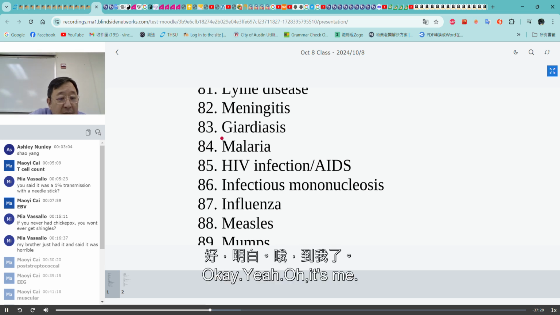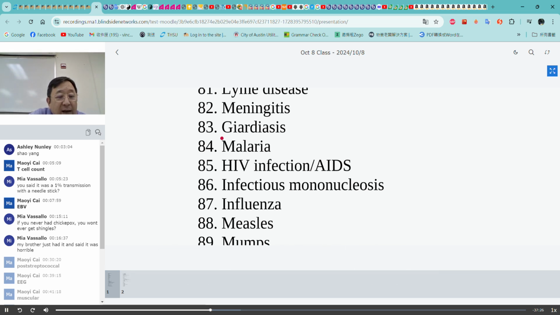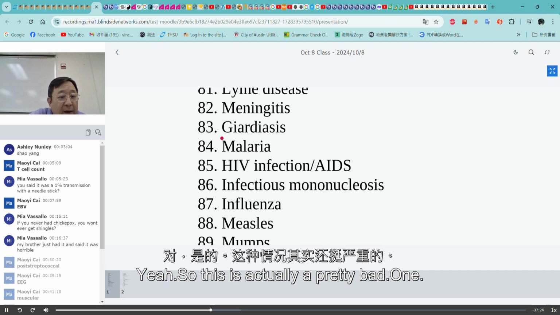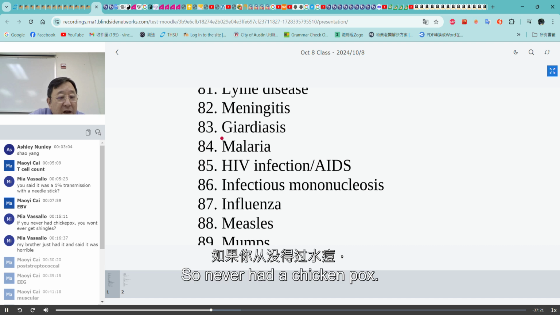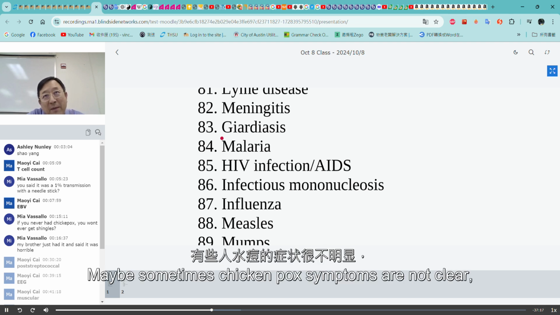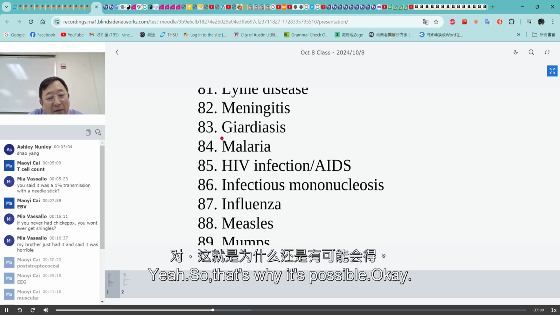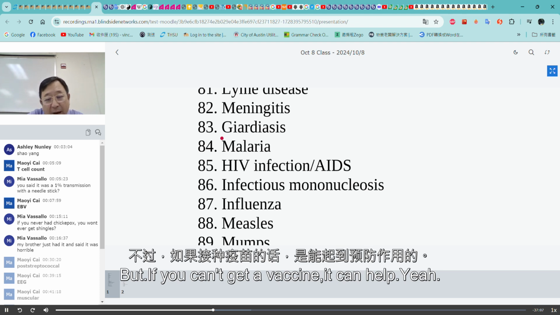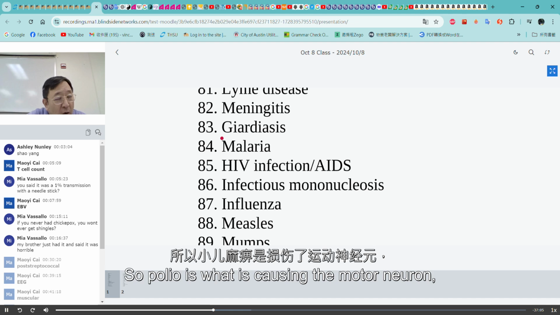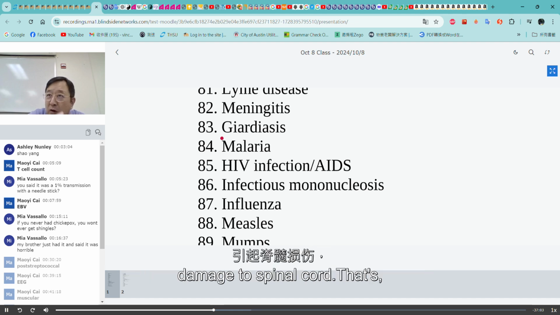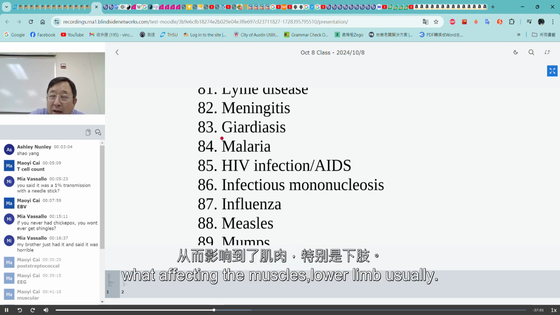Okay. Oh, Mia was saying your brother has shingles, right? So this is actually a pretty bad one. If you never had chickenpox, you won't have shingles. You never know. Maybe sometimes chickenpox symptoms are not clear, but then you have a virus getting into your body, hiding there. So that's why it's possible. But if you can get a vaccine, it can help prevent it. So polio is causing motor neuron damage in the spinal cord. That's what affects the muscles, usually the lower limb.